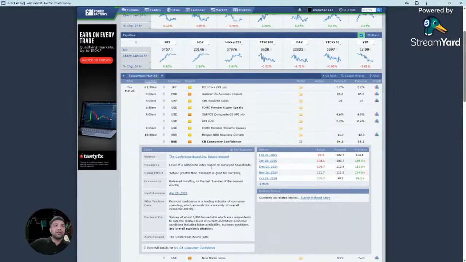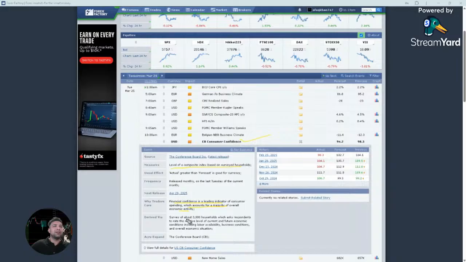This is really important data that will be coming out. That is the consumer confidence. We have to keep an eye on it. This is the level of the composite index based on surveyed households. So this is data based on a really grassroots level, based on the survey of households, and we can see that financial confidence is the leading indicator of consumer spending, which accounts for the majority of overall economic activity.